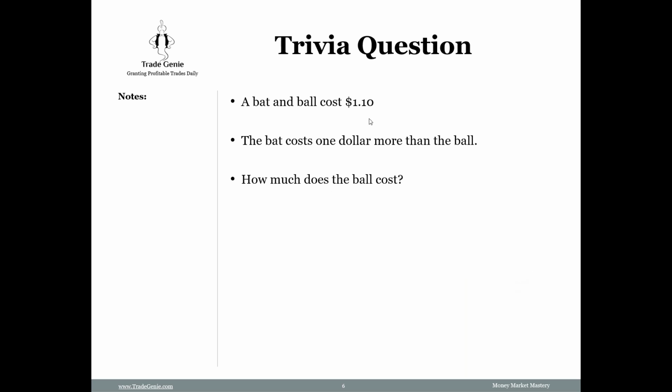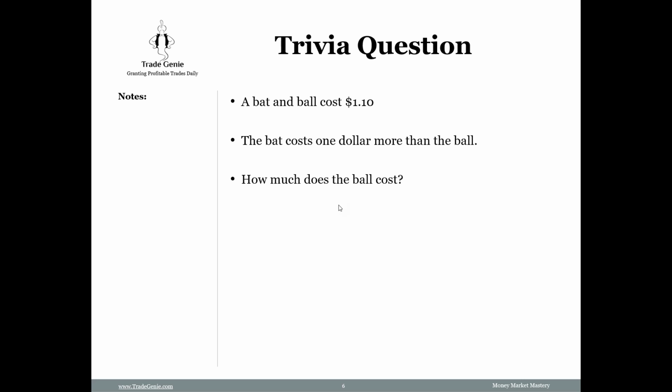No, a bat and ball cost $10. It's just the answer. The bat costs $1 more than the ball. How much does the ball cost? So it's a simple question. There is no depending, Larry. Okay, so please answer what you think. A bat and ball cost $10. The bat costs $1 more than the ball. How much does the ball cost? It's a simple question.